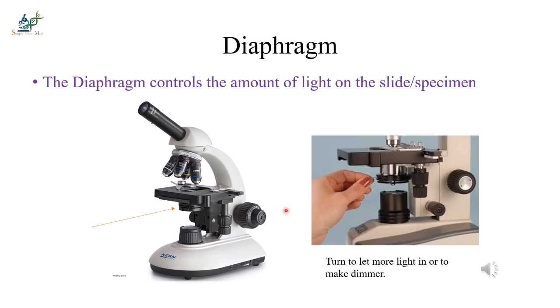Diaphragm. This is the diaphragm. The diaphragm controls the amount of light on the slide or specimen, or we can also say that the diaphragm will control the intensity of light to the specimen.